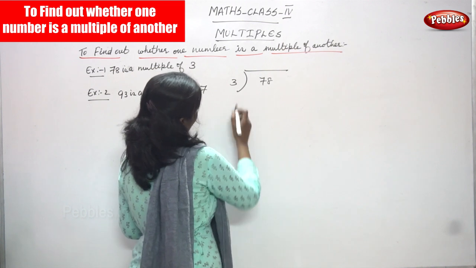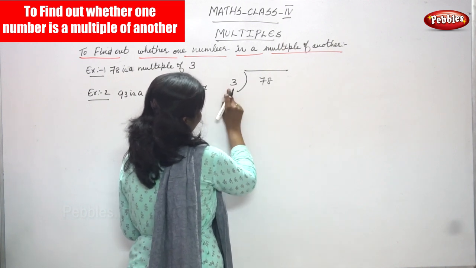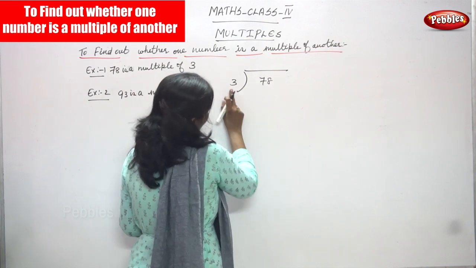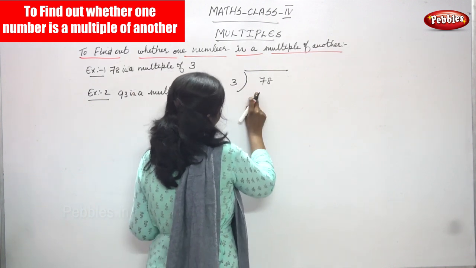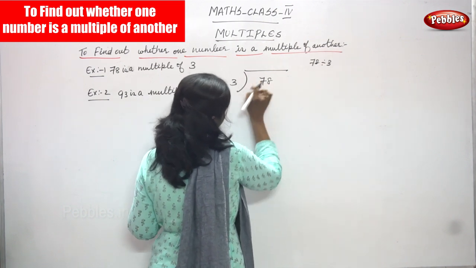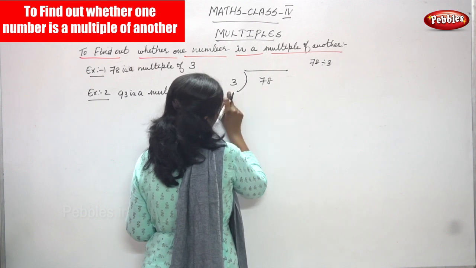78 is a multiple of 3? First we have to divide 78 by 3. So you have to find out if 78 is a multiple of 3. First I am going to divide: 78 is going to be divided by 3. That is how I have set up the division.